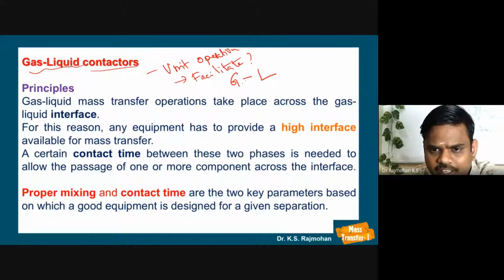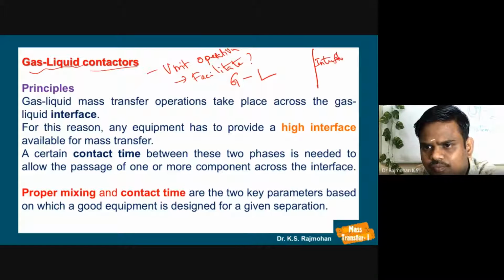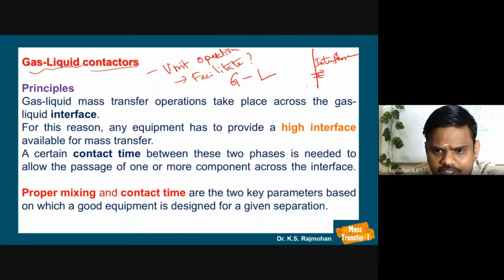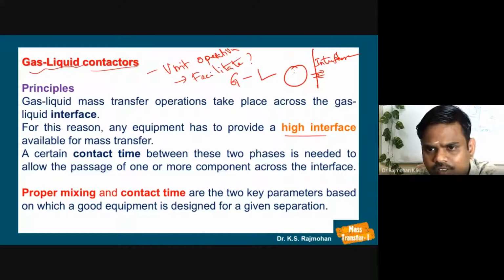Because whenever two phases come into contact, we have an interface, right? So across the interface, mass transfer has to take place. So any equipment should provide a high interface between the gas and liquid. How will it provide this? For example, I have a packing material, a solid, over which I will have a thin film of liquid. Then gas will come in contact with this liquid, and it will facilitate the mass transfer between gas and liquid. Either the transfer can take place from gas to liquid or liquid to gas.